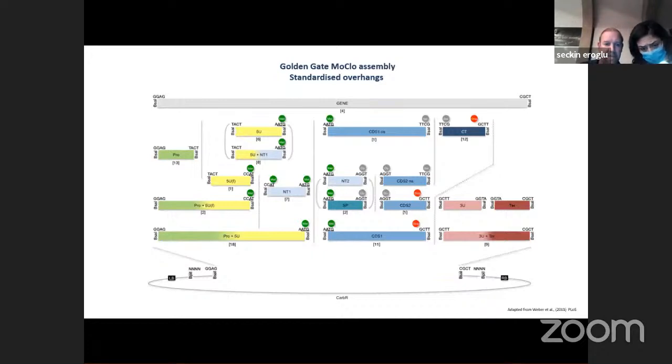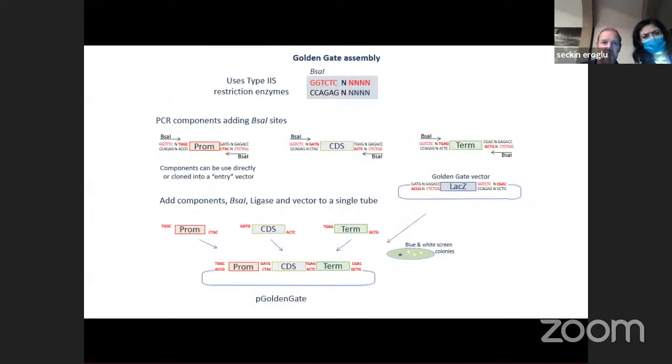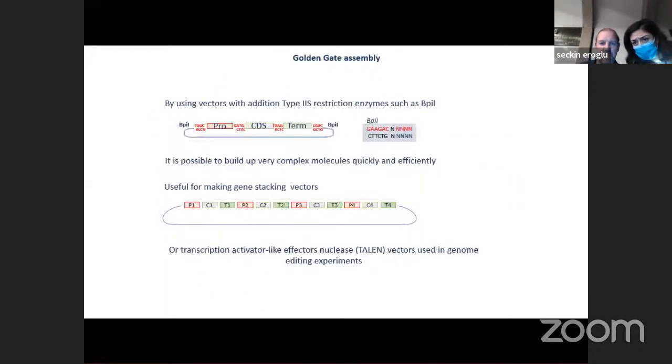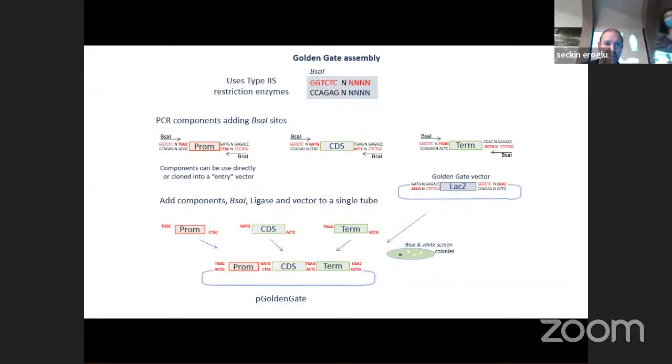Golden Gate cloning relies on these type 2S restriction enzymes. Now the beauty of these is that they have a recognition sequence, and then they skip a base, and then they cut, leaving a four nucleotide overhang. Unlike traditional cloning, you can use one or two of these type 2S restriction enzymes, but you can have a multitude of overhangs, and you can choose those overhangs as you go.